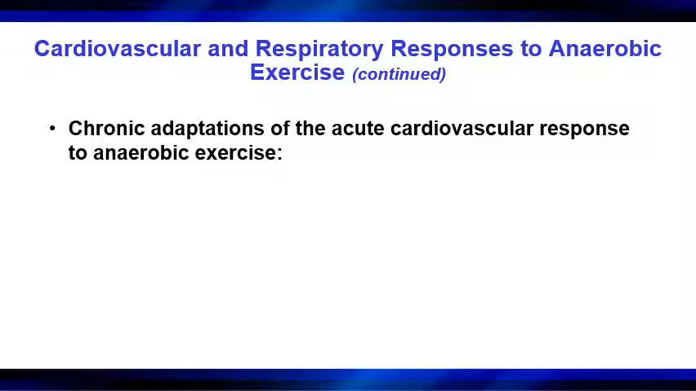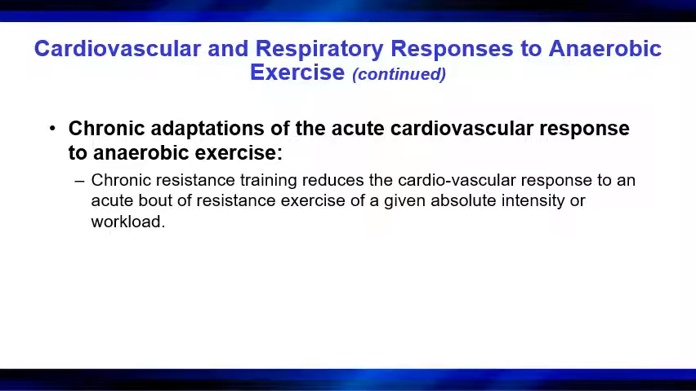Now let's look at chronic adaptations of the acute cardiovascular response. In other words, over time, when you do your training session, how does that immediate response change? Chronic, or long-term, resistance training is going to reduce the cardiovascular response to an acute bout of resistance exercise of a given absolute intensity or workload. In other words, if you keep that intensity or workload the same, your cardiovascular system is going to become more efficient.